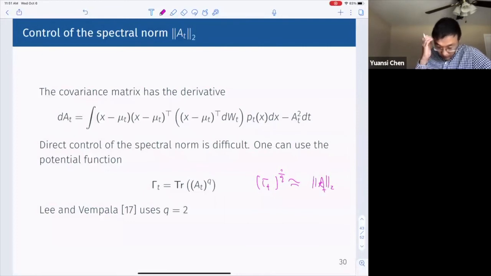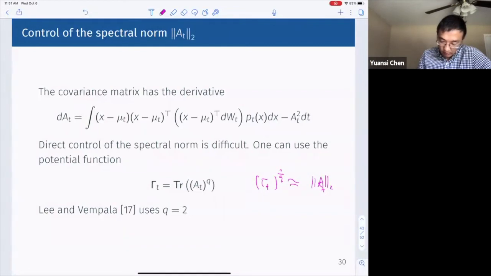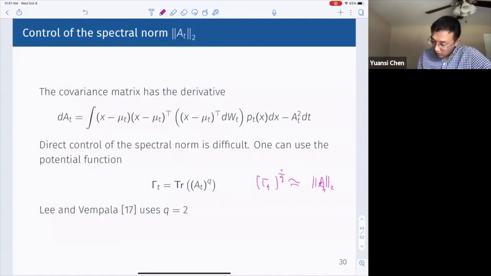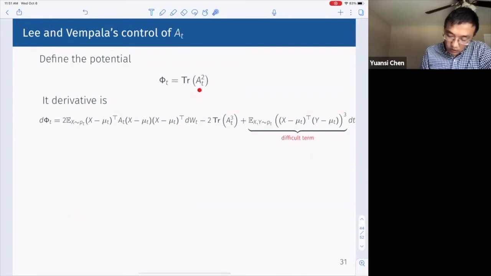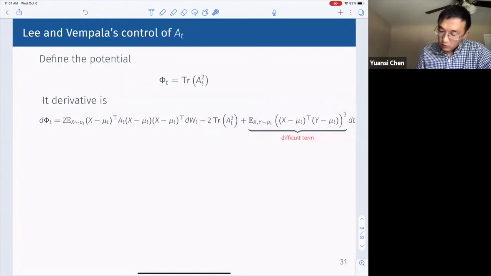Okay, so Lee and Vempala basically tried many q, but the one that worked for them is q equals 2. How does it work? When you choose q equals 2, you are dealing with the trace of A_t squared, and then you take the derivative of this phi_t. Again, you have some martingale part, you have some negative drift part, and then you have some third order moment appearing in the drift part.